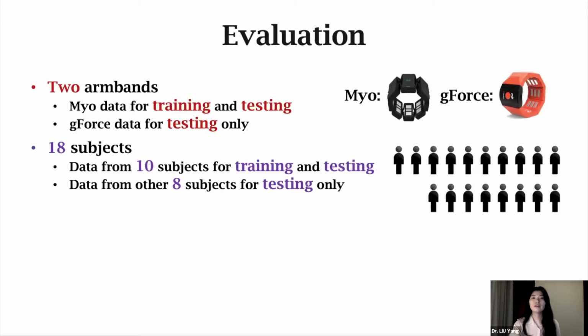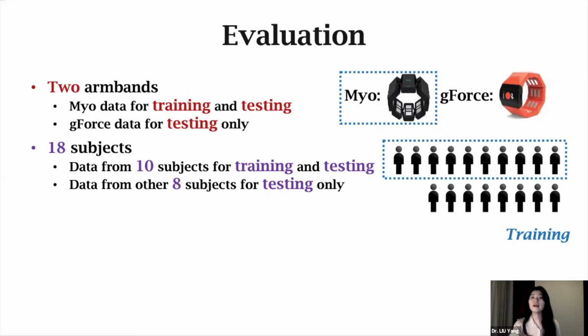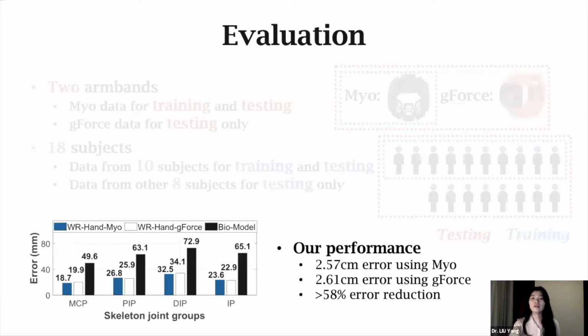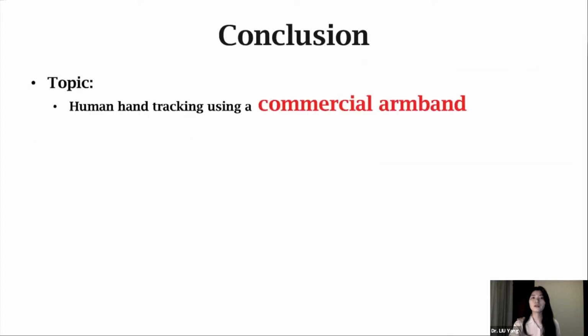We evaluate our work using 2 armbands with 18 subjects. In particular, we train models from the data of only 1 armband and 10 subjects, and test the performance on both armbands with all 18 subjects. The average error of our system is 2.6 centimeters, and it achieves an obvious error reduction compared with the biomedical model. Now I conclude my presentation.